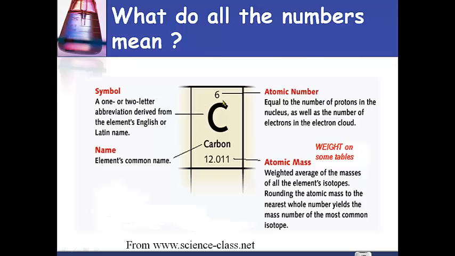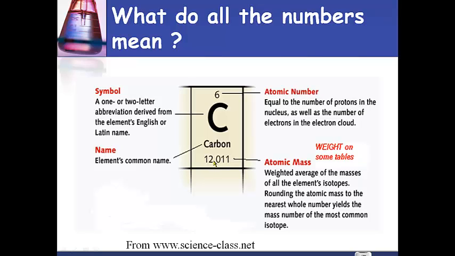Okay. The letter is the symbol for the atom. Okay. The name of the atom is next. Okay. So this is the name of the atom. And then finally, the bottom number is the atomic mass or the weight of the atom. This is basically equal to the number of protons plus the number of neutrons, and then you round it.